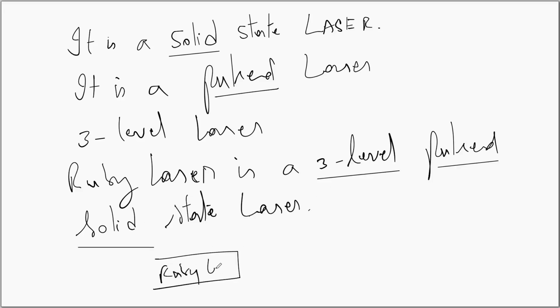Suppose you have the ruby laser like this. From this we get a pulse of light for a short duration, and for another short duration there will be no light, and again light. So there will be light emerging from the ruby laser in the form of pulses. A train of light pulses will be emerging from the ruby laser, hence it is a pulsed laser.